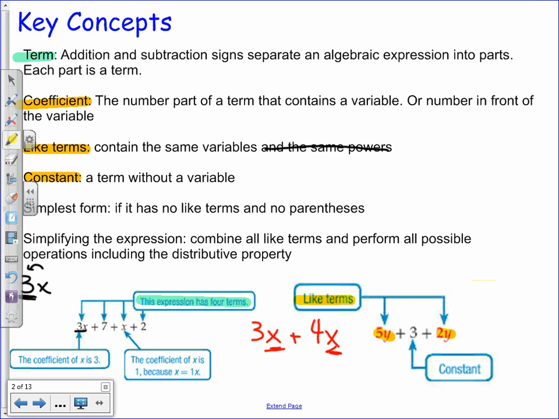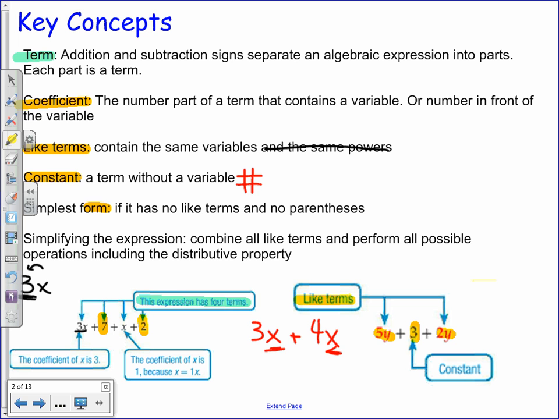And then we have constant, which is a term without a variable. So a constant is really just a number by itself. So in this case down here, what's the constant? 2, 7, 3. Those are all constants.